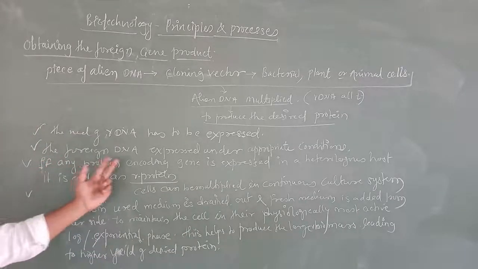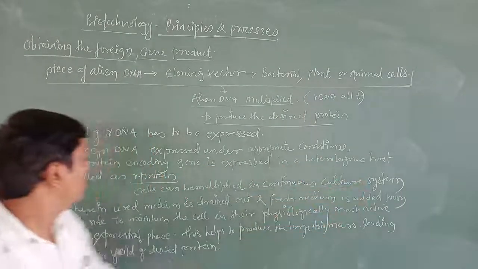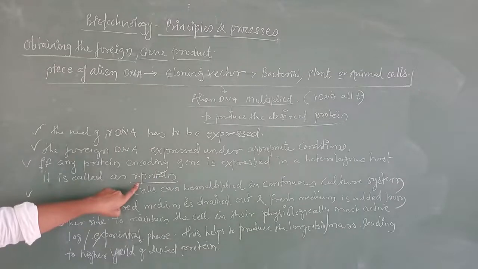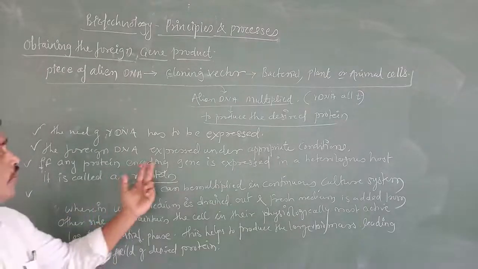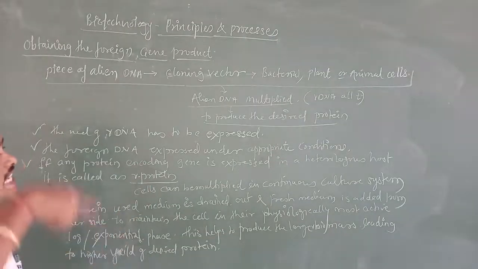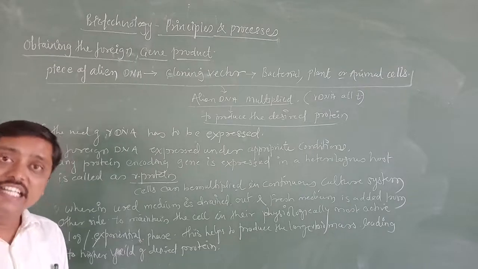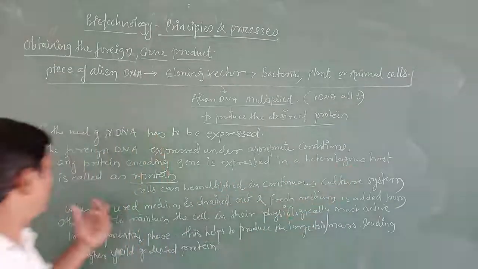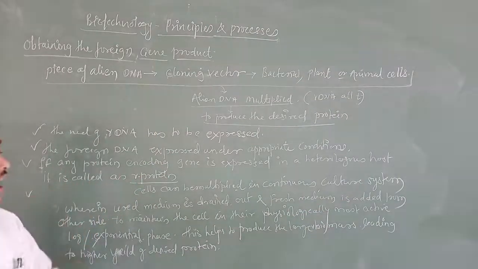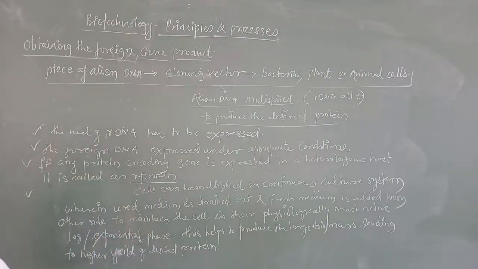If any protein-encoding gene is expressed in a heterologous host, it is called a recombinant protein. Recombinant protein in the sense what? If the protein-encoding gene is expressing in a heterologous host cell, it is called a recombinant protein. That is the recombinant protein, and we are going to get a desirable protein. How are you going to multiply the cells?